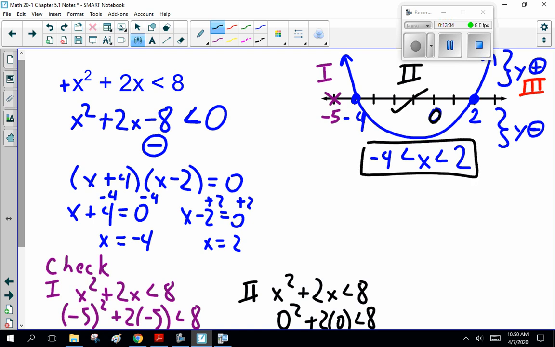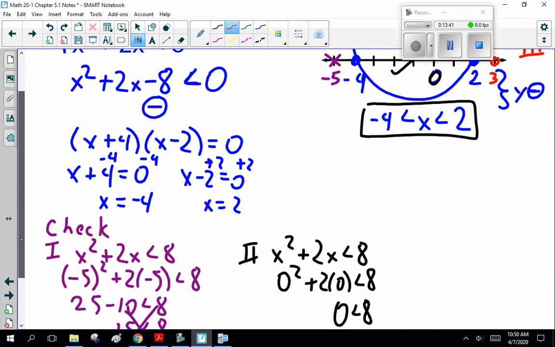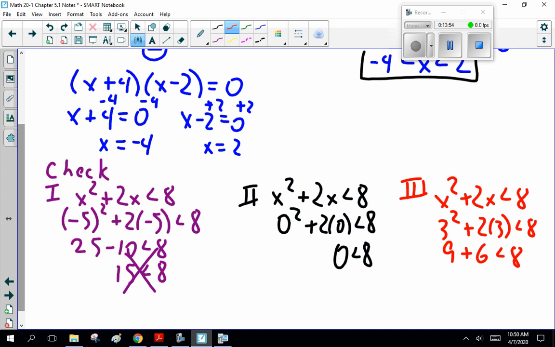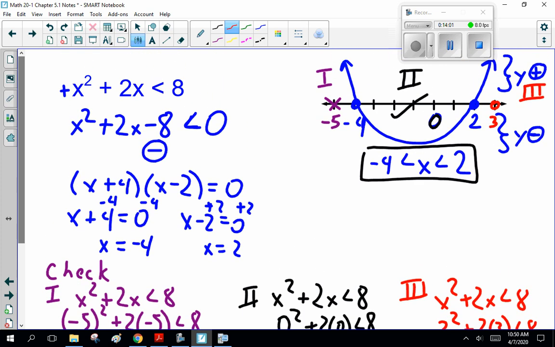Now, well, I'm not going to say obviously, but I'm pretty certain the third section doesn't work, so choose a number there, like 3. Third section, x squared plus 2x is less than 8. 3 squared plus 2 times 3 is less than 8. 9 plus 6 is less than 8. Is 15 less than 8? No. So, I did that kind of quickly, but you guys are showing me you're sharp, and we're doing the graphing stuff here.